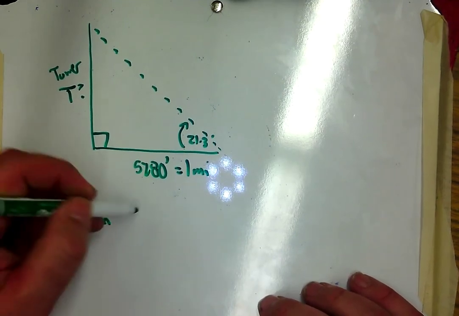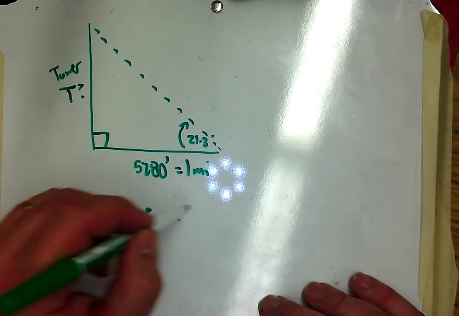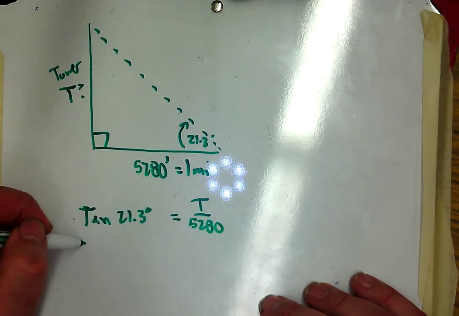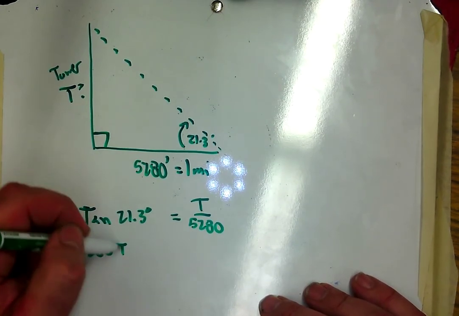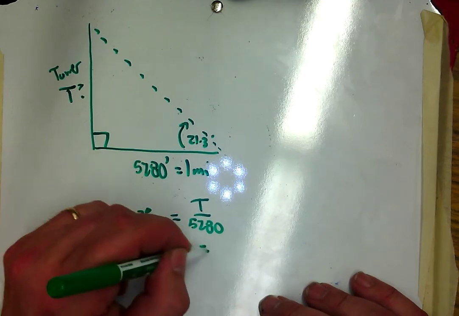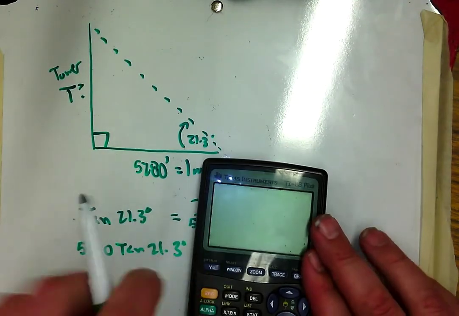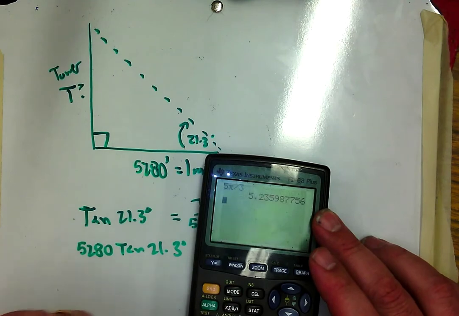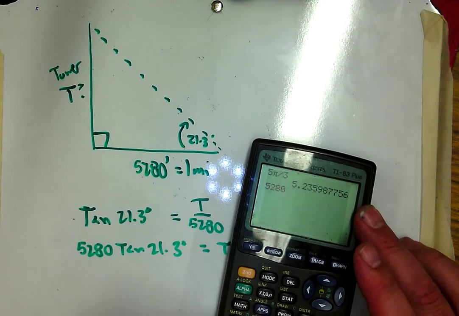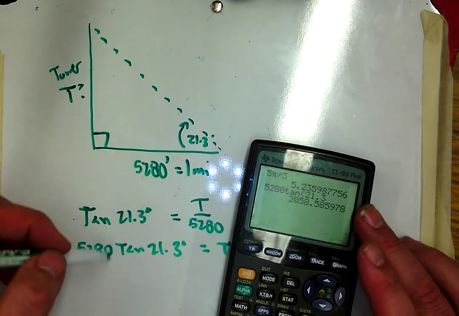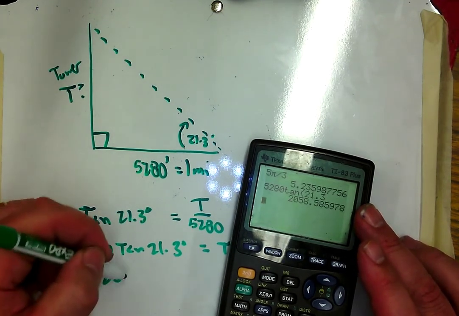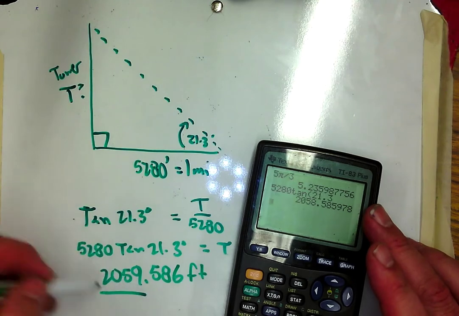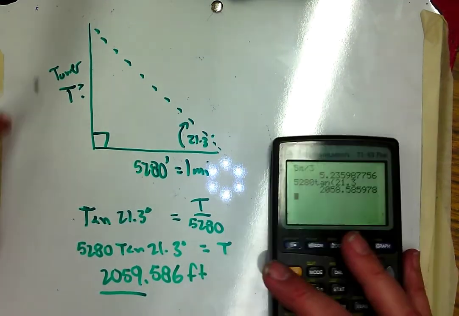We're looking for opposite, we're given adjacent, and we're given this angle of elevation. So I'm going to say tangent of 21.3 degrees equals t over 5,280. If I multiply both sides by 5,280, I'll be able to find out what t is. I'll pull out my calculator. Make sure that your calculator's mode is set on degrees. You want degrees for this problem. 5280 tangent 21.3, and we get 2058.586 feet tall. Almost half a mile tall. It's a pretty big TV tower.